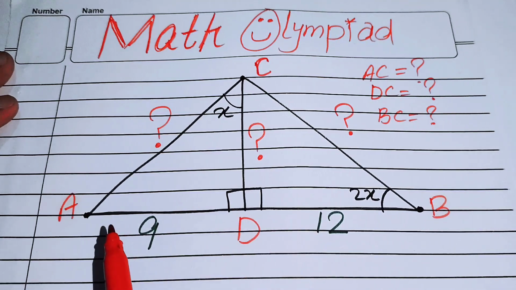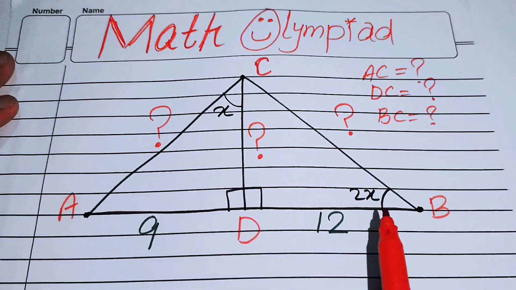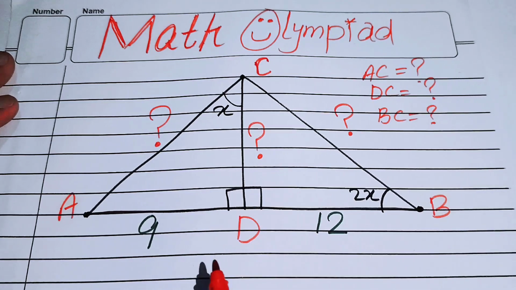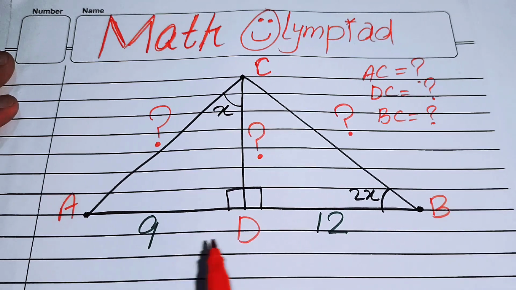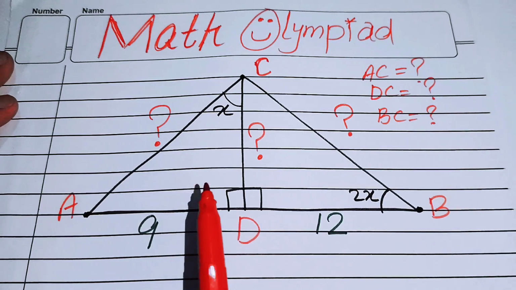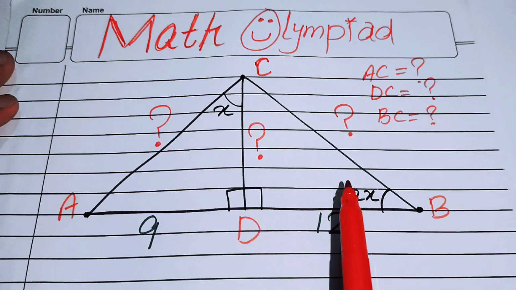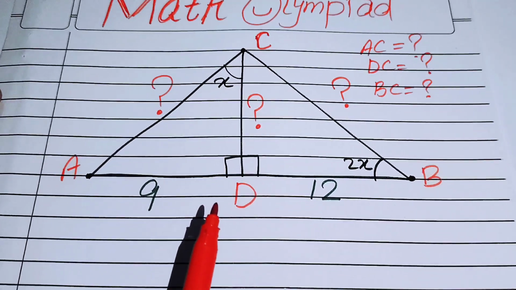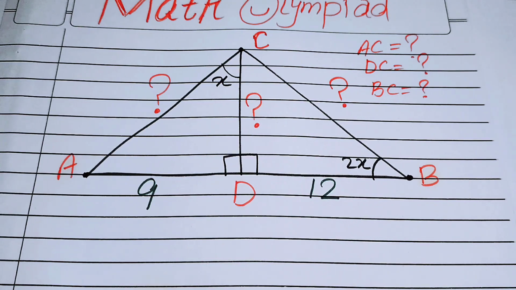After that, here we have two triangles. The first is the right triangle ADC and the other right triangle is BDC, and the length of the side AD is 9 and the length of the side BD is 12. Here we have two angles given. This angle is x and this angle is 2x. Now first I can check whether these two triangles are isosceles triangles or not.